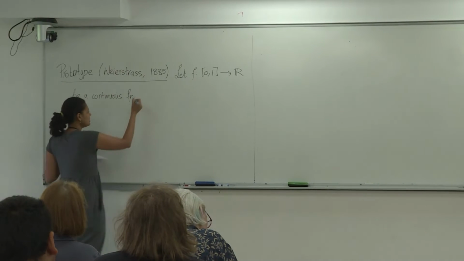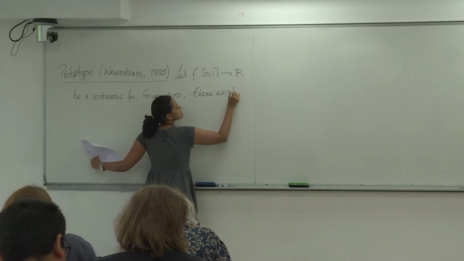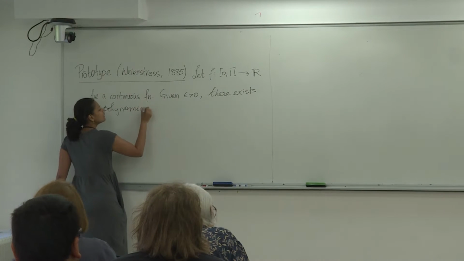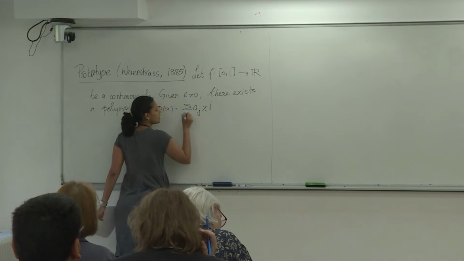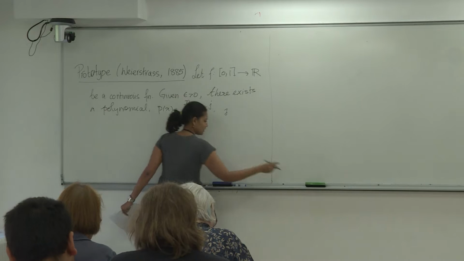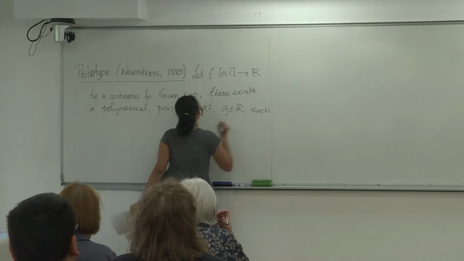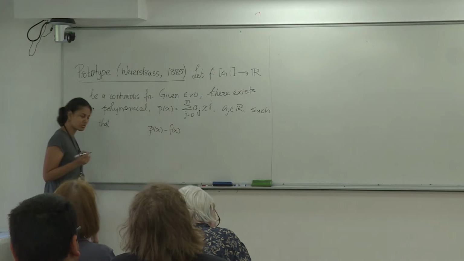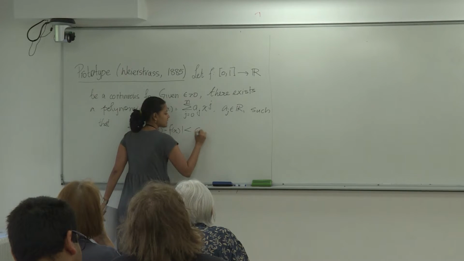I'll often use fn for function. Then given epsilon positive, there exists a polynomial, which here means a function of the following form: the sum of a_j x^j, where j runs through finitely many non-negative integers, and the a_j's are real, such that if I look at the gap between these two functions, and by the gap I mean the supremum over all input values in [0, 1], this is at most epsilon.